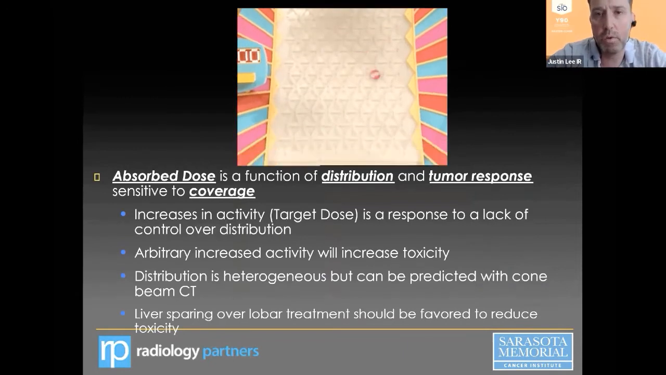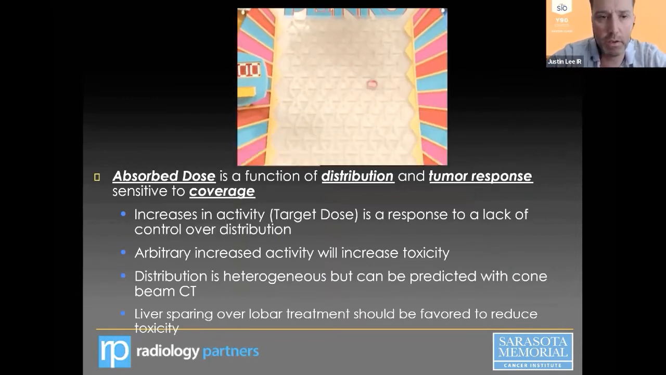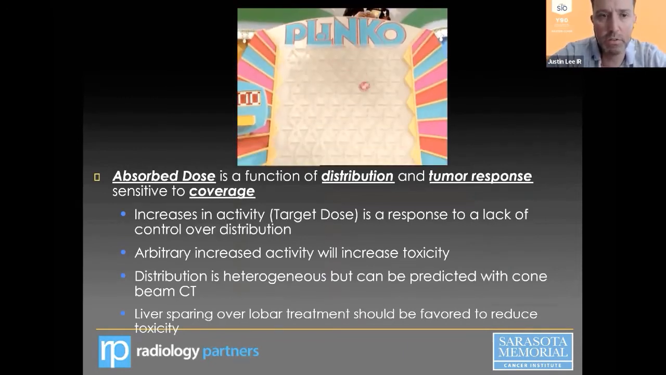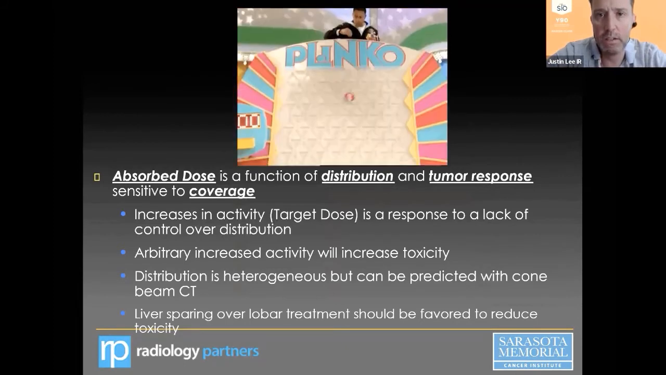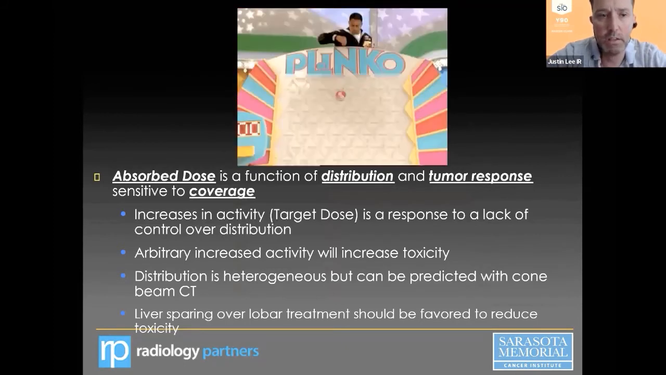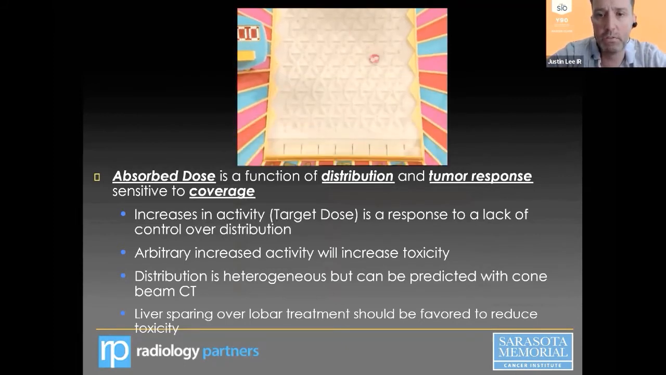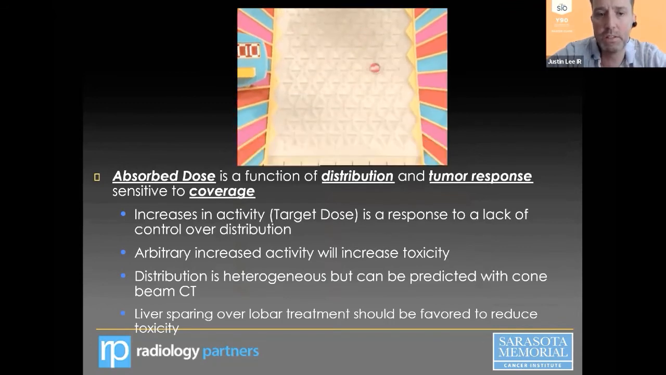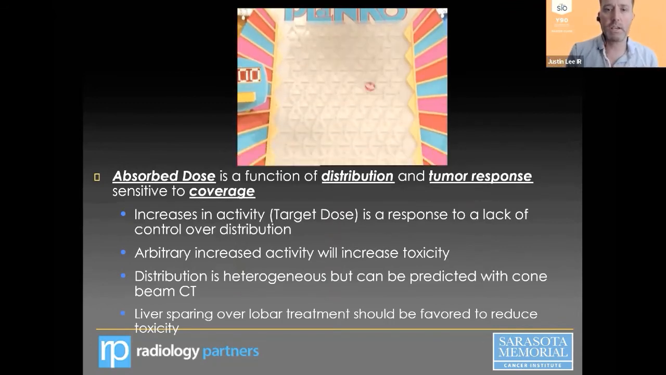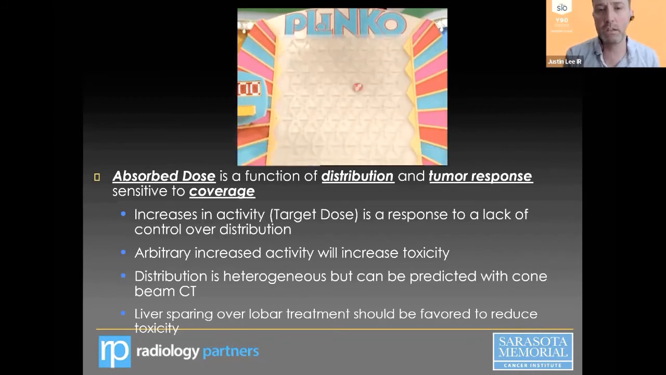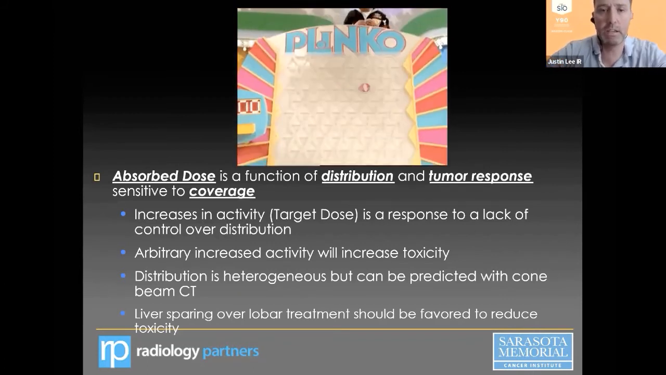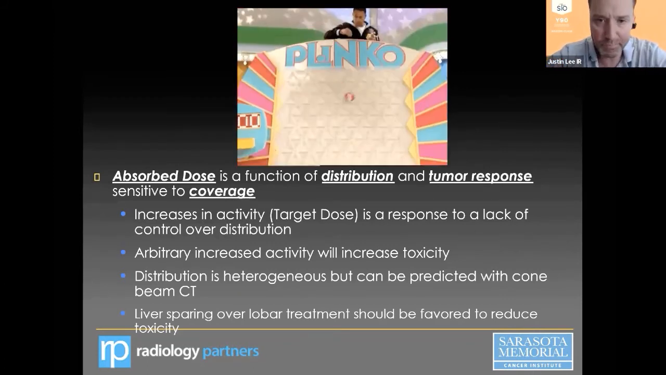So I call Y90 kind of the biggest game of Plinko, because as Chinu just said in his talk, distribution is king. So absorbed dose is really a function of distribution, and tumor response is very sensitive to coverage. So the trick is, how do you get the Plinko bead to land in the tumor and not land outside the tumor in the liver?